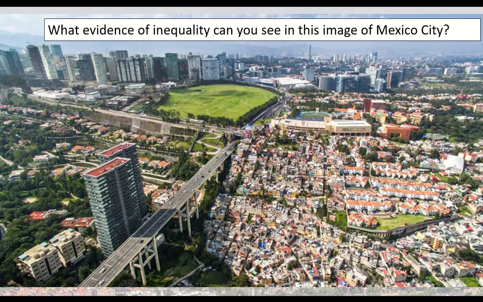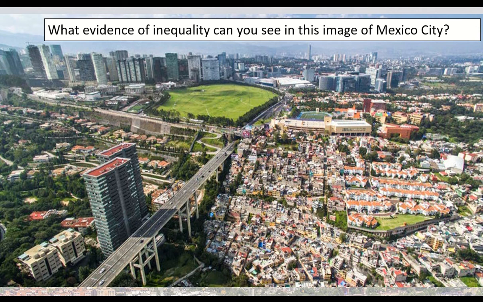So, to begin with, I'm just going to show you this image, which is of Mexico City. Using your knowledge about what we mean by inequality, can you spot any evidence of inequality from just this image alone? There are definitely two pieces of evidence that I can see straight away, but can you spot the two bits of evidence of inequality? Okay, I'm about to reveal the answer, so if you haven't yet found out, feel free to pause the screen.